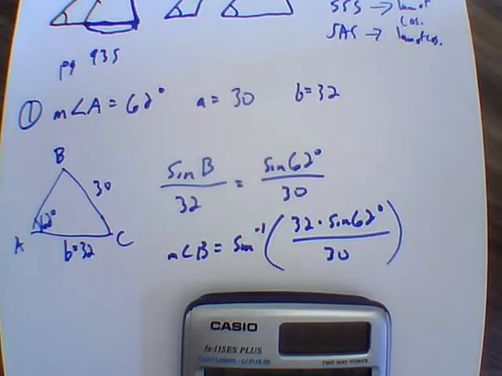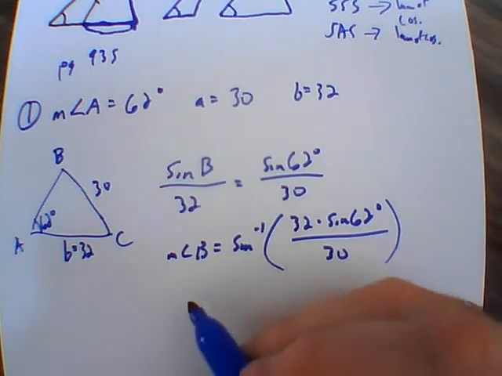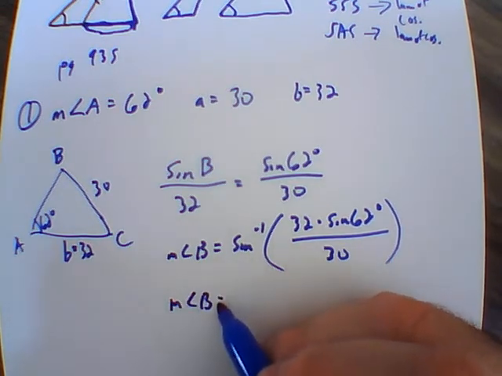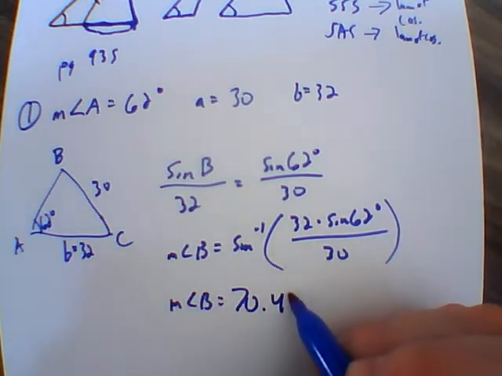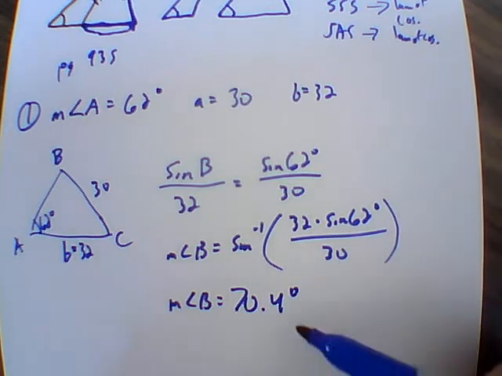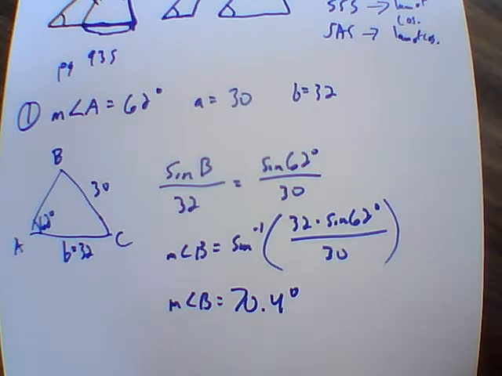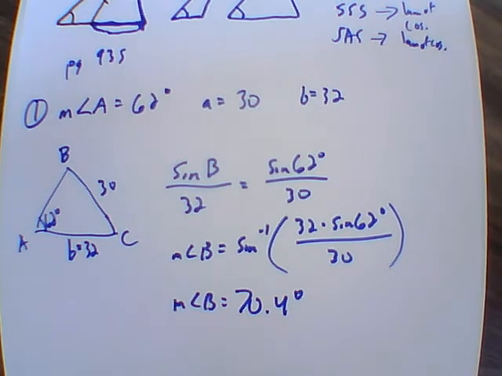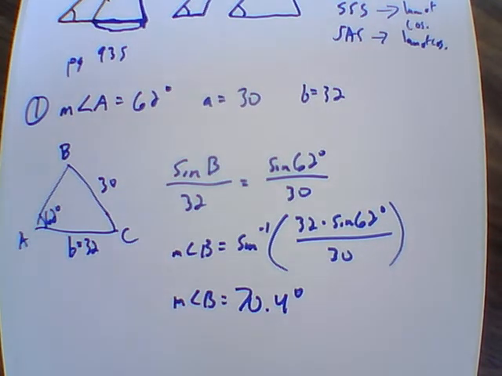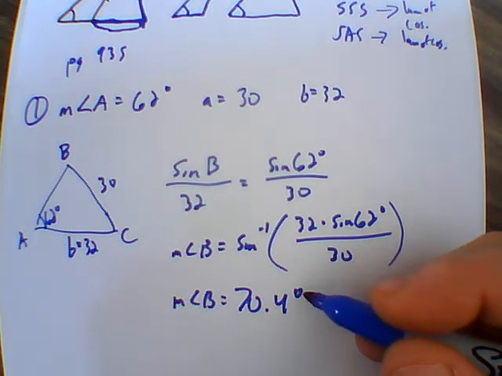So I'm just going to go 70.4 degrees. So I see the measure of angle B is 70.4 degrees. Now, what we do to hypothesize or try to figure out what our other angle would be is we would treat it as, what if this was the obtuse part of it?